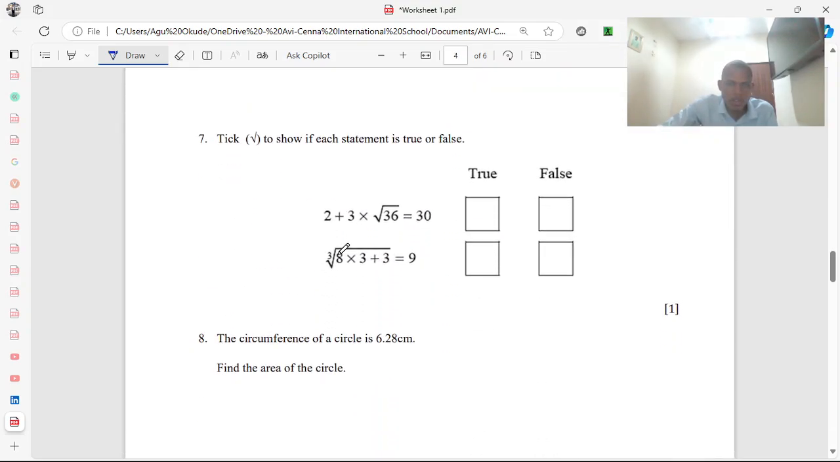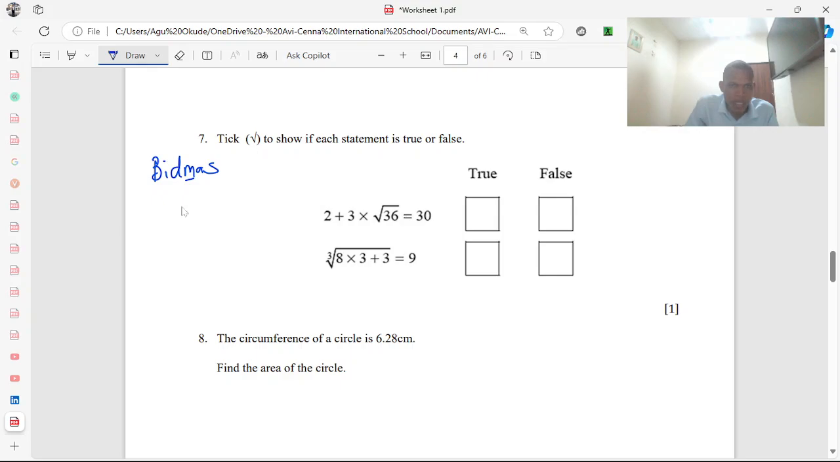Number 7, it says tick to show if each statement is true or false. Now I must make sure I use BODMAS. Please, you must be conversant with your BODMAS. Now if you have a mixture of operations, you can see I have addition and multiplication. So what should I do first according to BODMAS? I should do multiplication first, right? Because M comes before A, right?